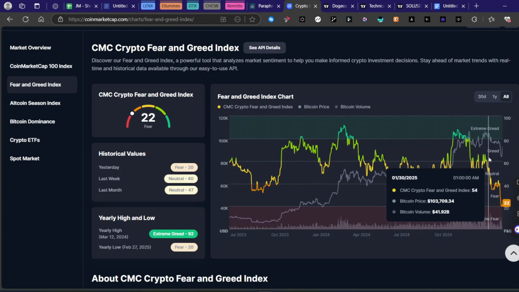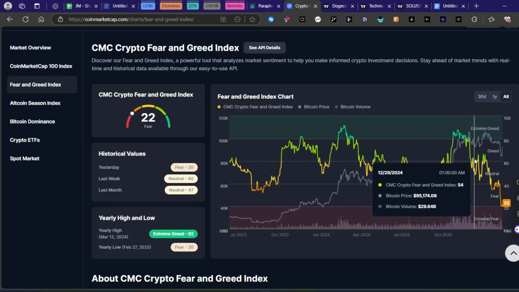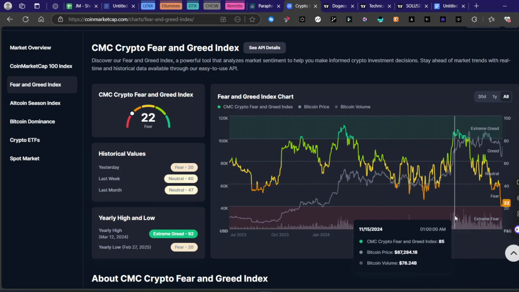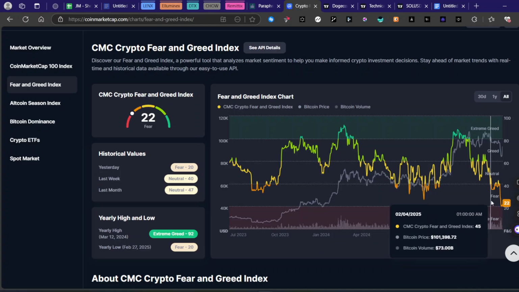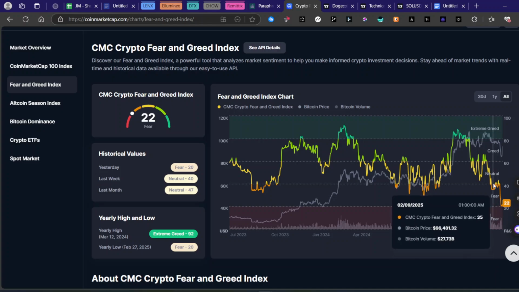Some sources might say that greed starts from 50 to 100. But let us just break it down even further. We can see that from 0 to 20 is extreme fear. Then from 21 to 40, we are having fear.